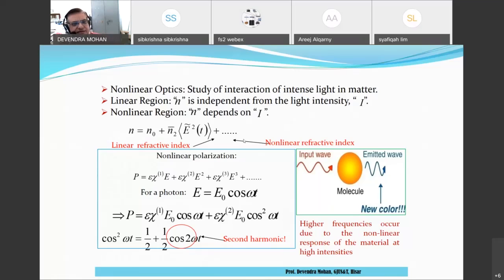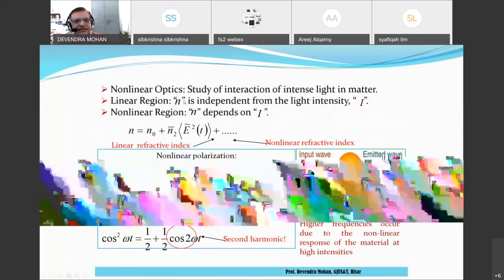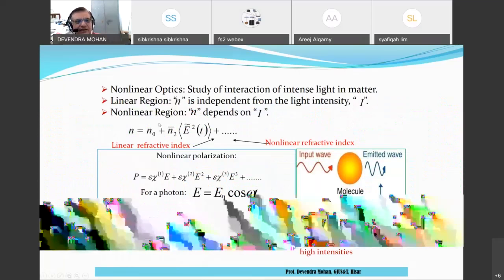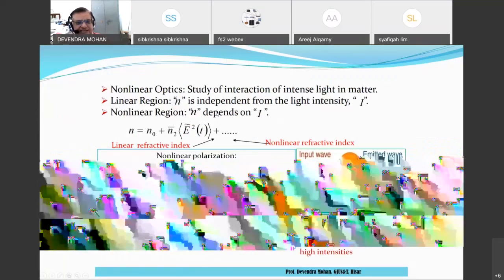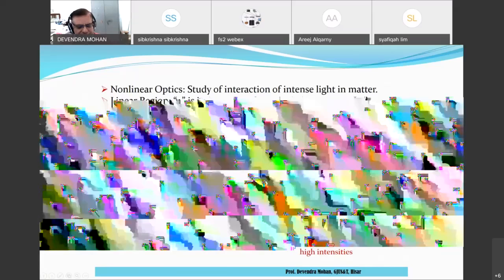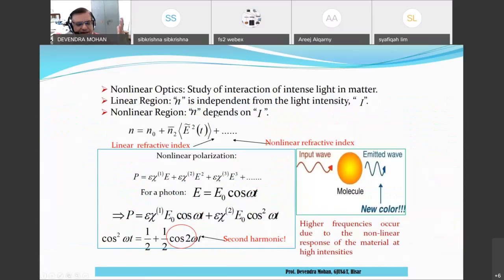If we talk about the linear region, the refractive index is independent of the light intensity. But when we talk about laser sources, these have high intensity, high power, so it depends on I. n is equal to n0 plus n2 I, where I is the square of the amplitude of E(t). So as I is increased, we reach higher order terms, and we need to consider higher order terms.